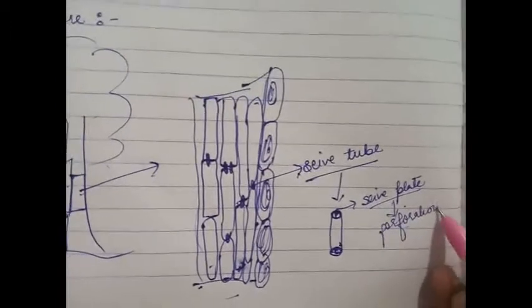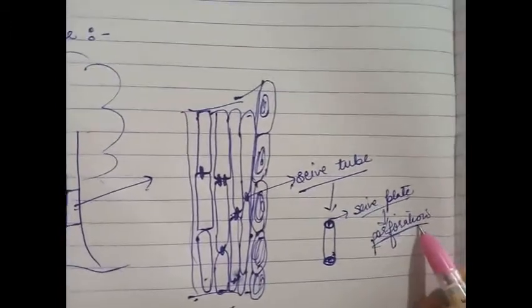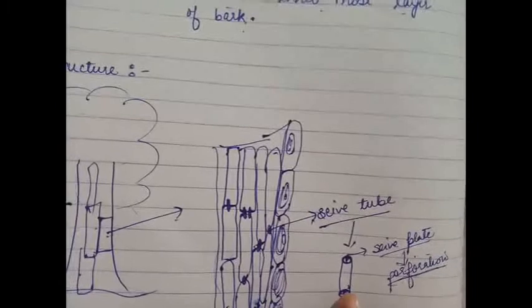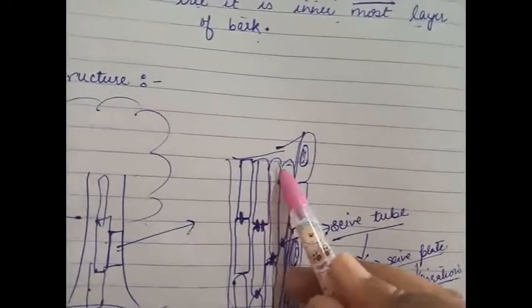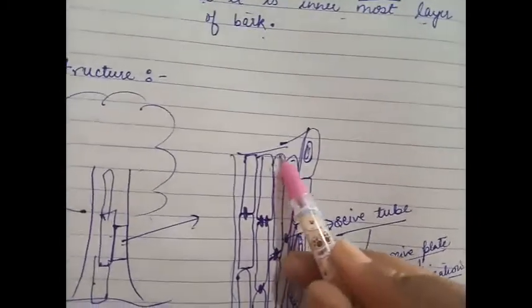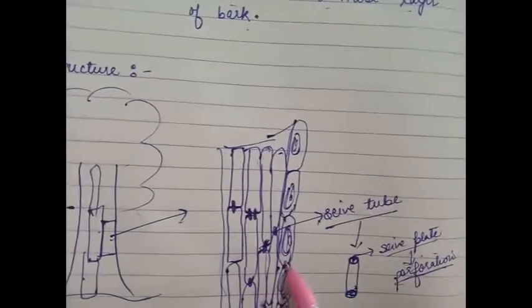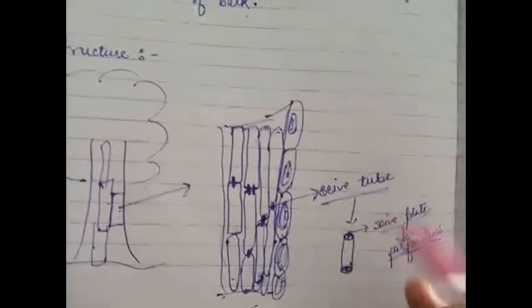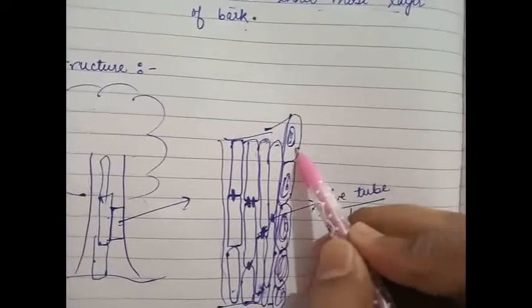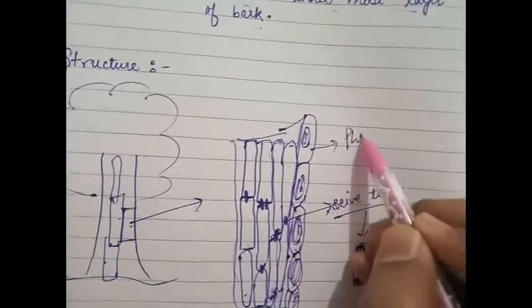Perforation means small pores are present. Where are these pores present? These pores are present in the sieve tube at the end of each longitudinal cell. And here this is the phloem parenchyma.